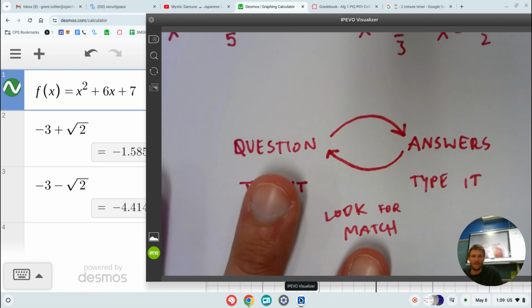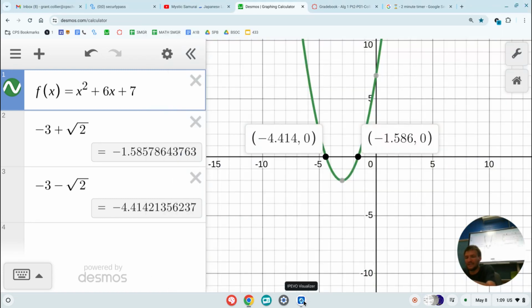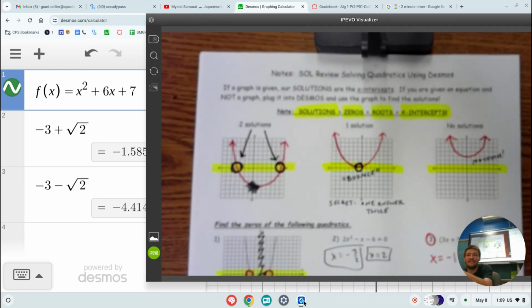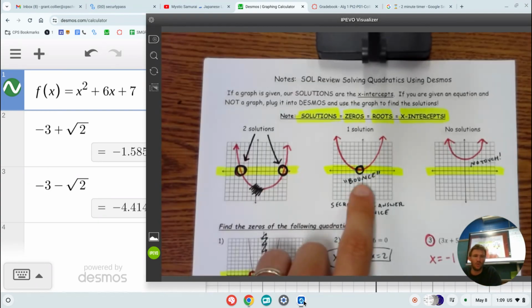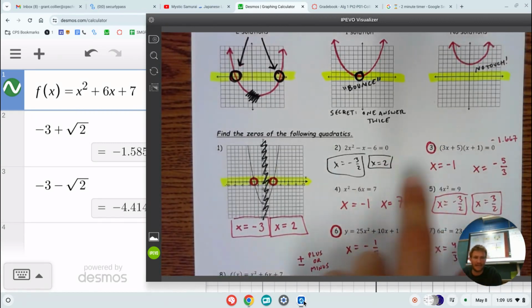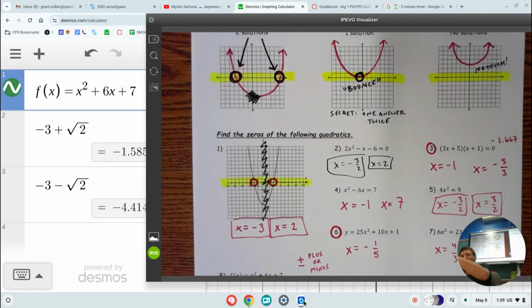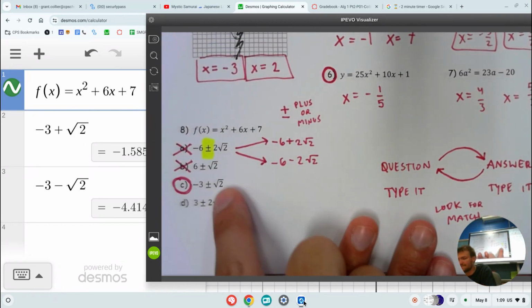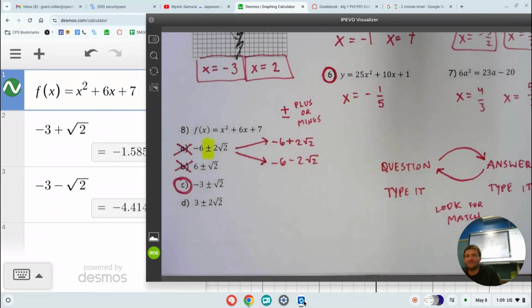All right, we've done all these notes, and remember, lots of easy stuff. Lots of easy stuff here. 2 solutions, 1 solution, no solution. Type it in, get the answer. Type it in, get the answer. Type it in, get the answer. We did one little bit about hard questions, but again, type it in, look for a match. You're going to be okay. All right, that's SOL review number 3.